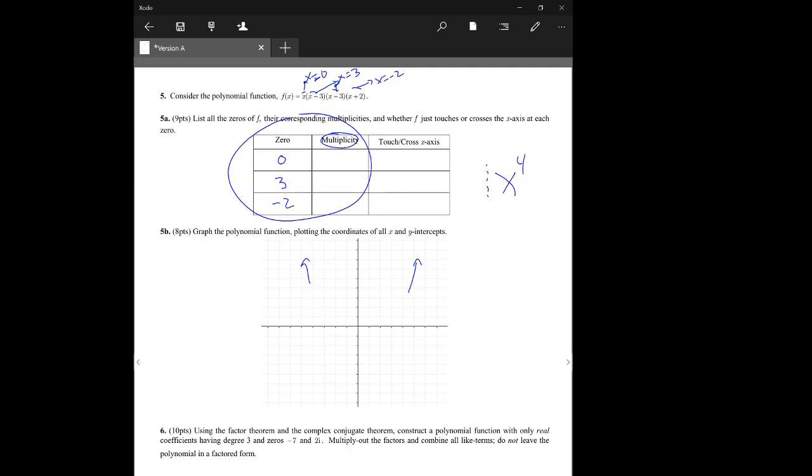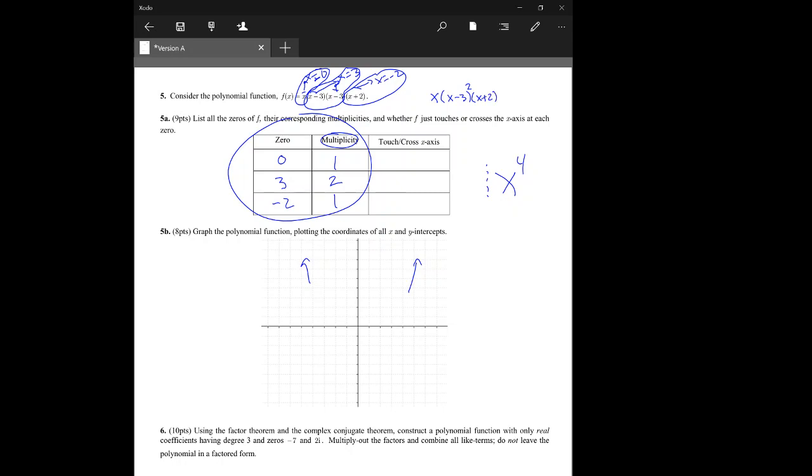Multiplicity is ridiculously important. Multiplicity means how many times that 0 showed up. So this 0 only showed up once. This 0 showed up twice. And this 0 showed up once. Normally you would see a problem like this written not with 2x minus 3's, but with x minus 3 squared.